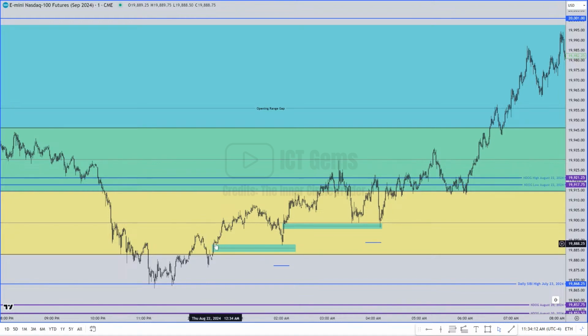This fair value gap is forming when? Look at the time. What time is that? Right there. It's one minute past the opening range at midnight.